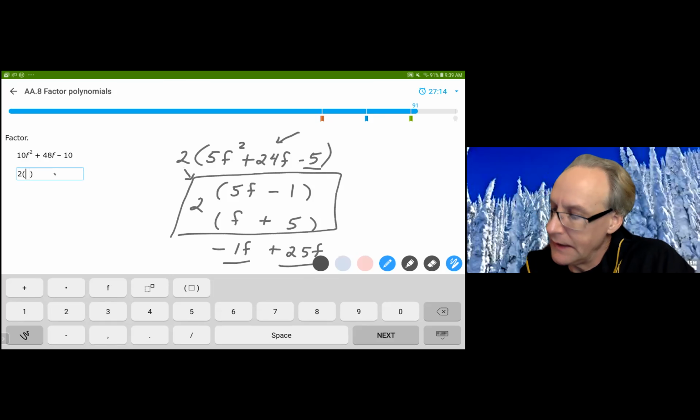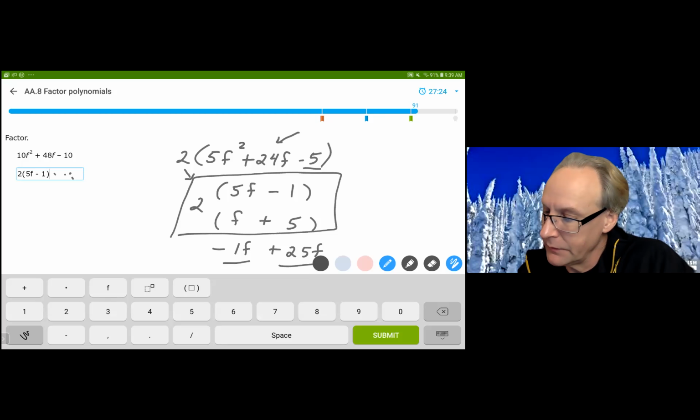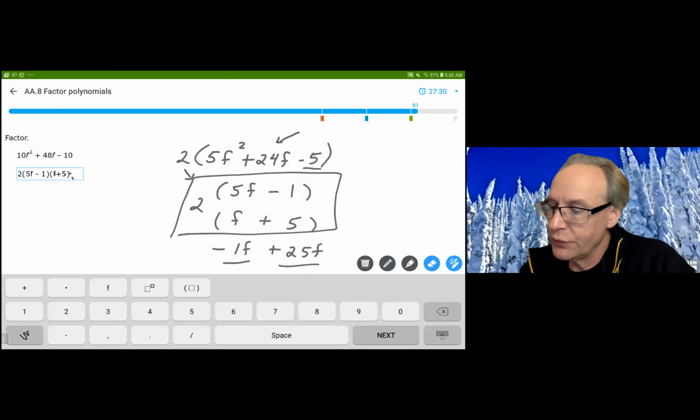2, 5f minus 1. Come on, there we go. And an f plus 5. Want to make sure it looks pretty. It should be correct. And sure enough, it's looking good there. Okay.